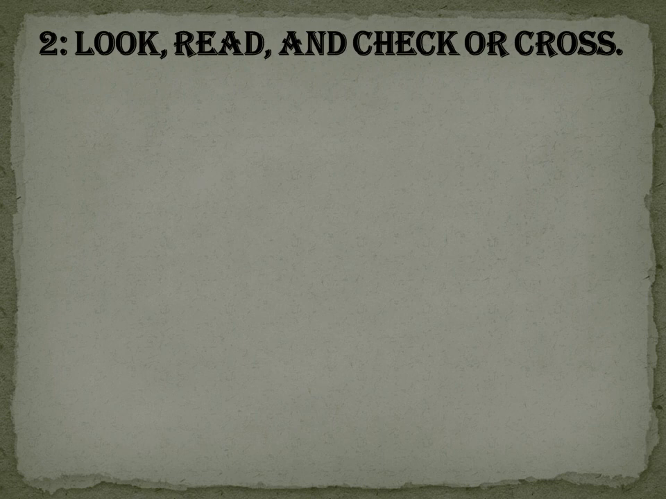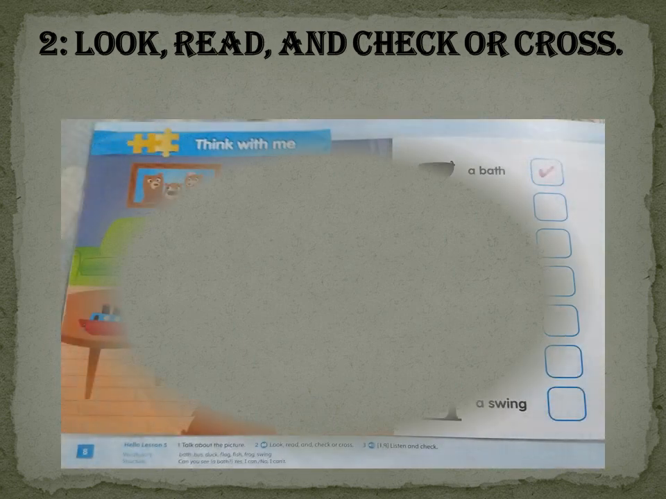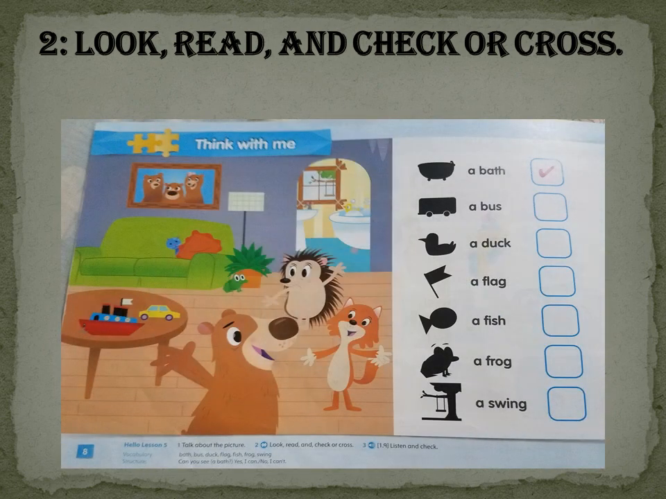Number 2. They are saying look, read and check or cross. Page number 8. You need to look, read, then you will make a check mark or a cross. And you need to read the words on the right side of the page.